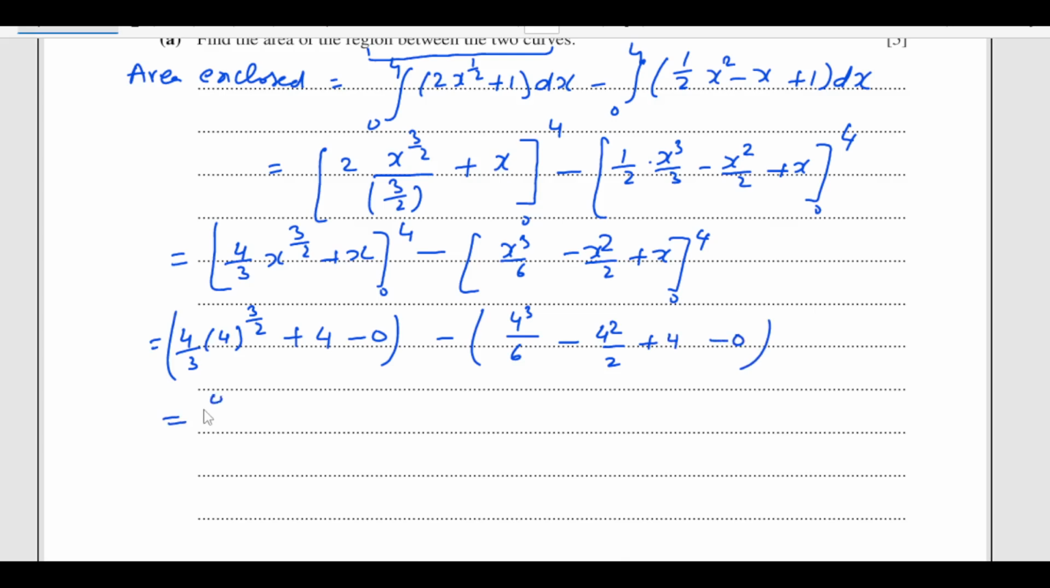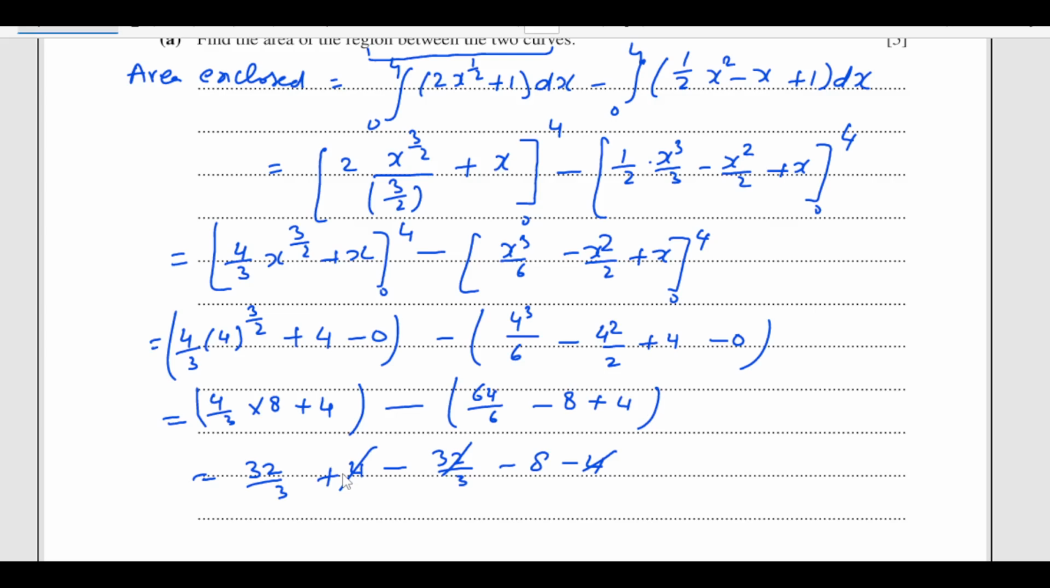So this comes out to be 4 over 3 into 8 plus 4 minus 4 times 4, 64 over 6 minus 8 plus 4, right? So this is 32 over 3 plus 4 minus, this is also 32 over 3 when you simplify, minus 8 minus 4, this is gone, so we are left with the 8 units. So this minus was plus 8 units, right? Unit squares actually, because this is area.